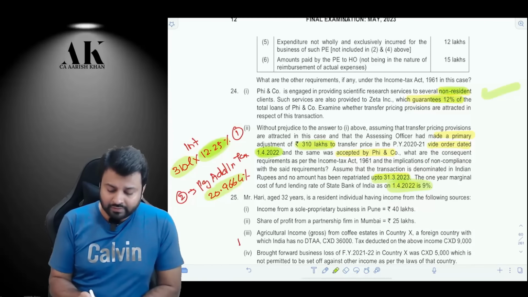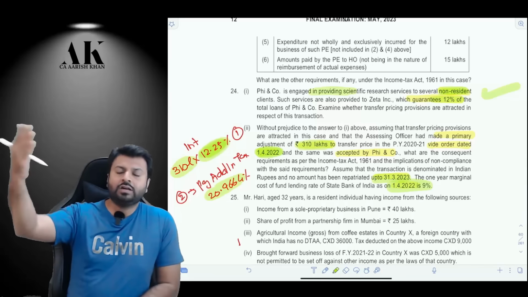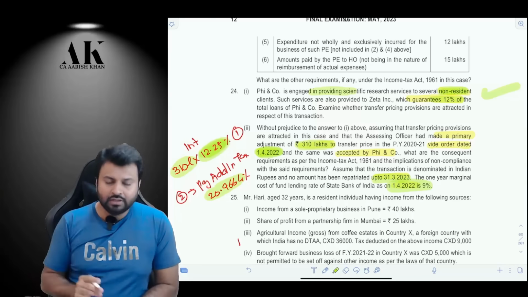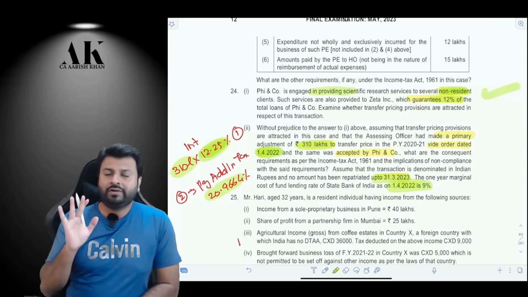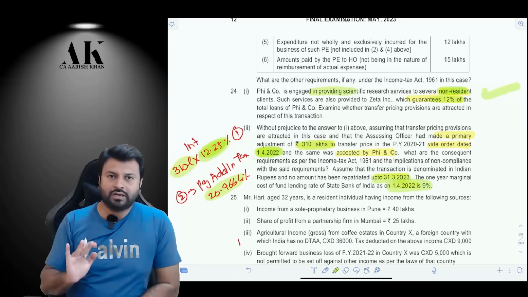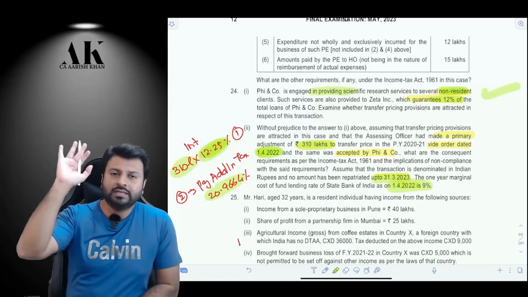There is a non-resident with whom we are doing some transaction. Now, that non-resident gives us a guarantee of at least 12%. So, if one entity gives a guarantee of loan of 10% or more, then both of them are deemed to be associate enterprises. Therefore, this transaction is deemed to be an international transaction.